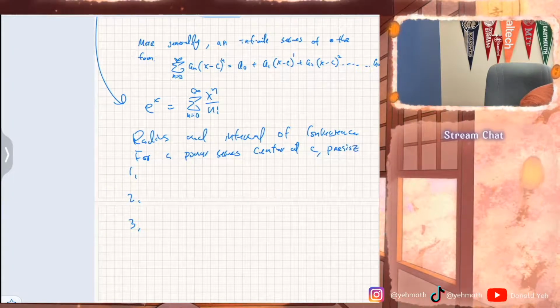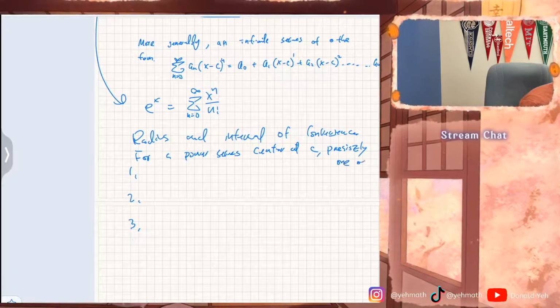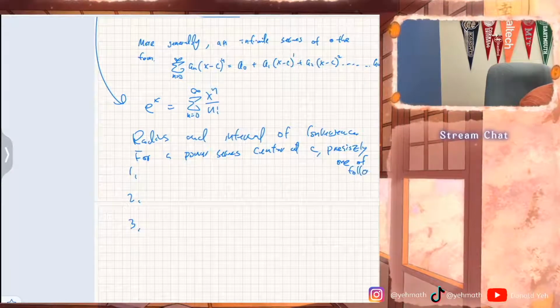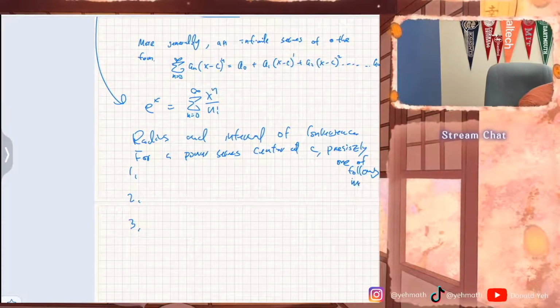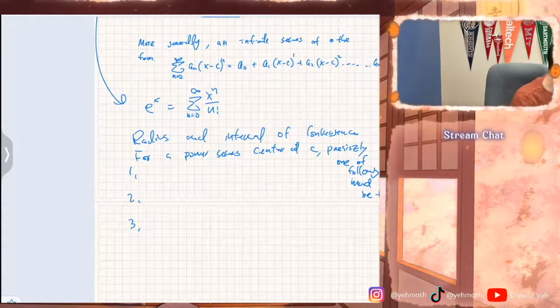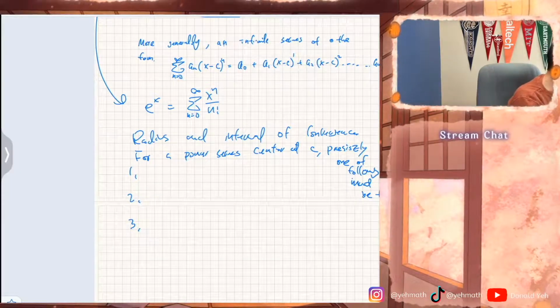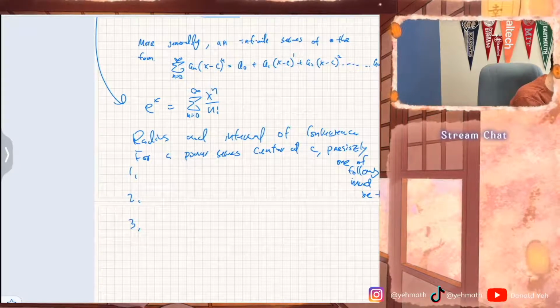Precisely, one of the following must be true. One and only one of the following must be true. One at a time? Yes, one at a time. It can't be multiple ones? Precisely, exactly one. Only one. It's first situation or second situation or third situation.